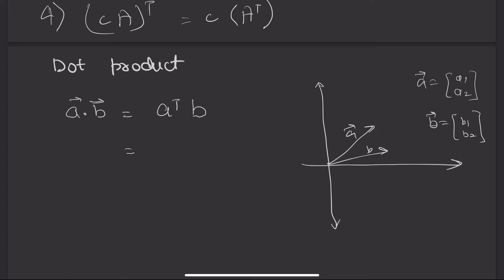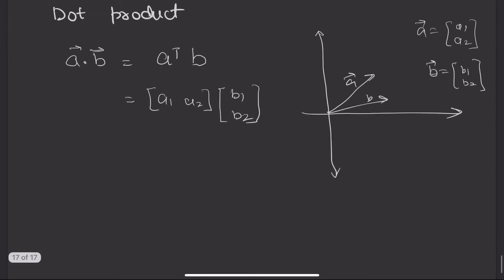So the dot product here is, first of all, we have to take the transpose of A vector. So it will be A1 and A2 and B vector as it is, so B1 and B2. After doing these multiplications, we will get A1B1 plus A2B2. So that's the dot product. Dot product is also written as A dot B with these pointing brackets. These are the two notations of dot product.